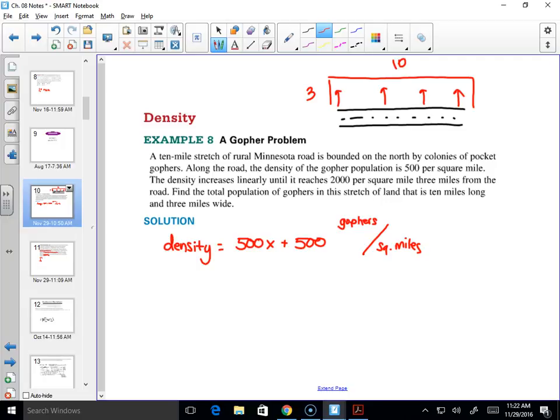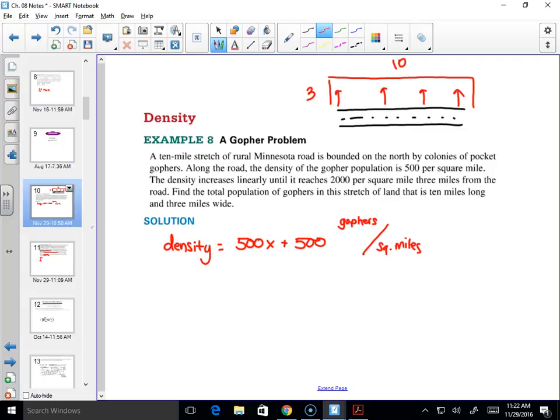So wait, hold on. Why is this a rate? It's technically a density, but why can we treat it like a rate? Because the density is increasing at that rate. Because it's something per something. So if you integrate it, it's just gophers. Because you have how gophers are changing per square mile, and how are we going to accumulate the number of gophers in this distance?